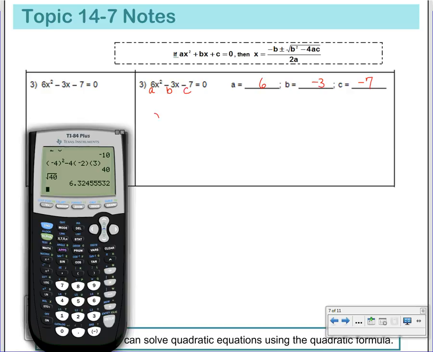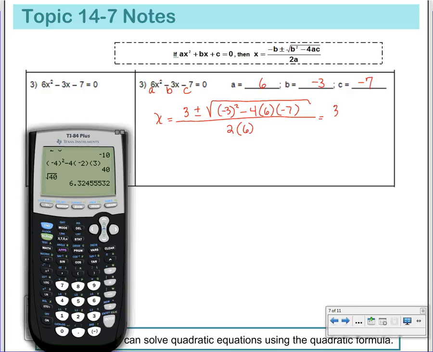So now let's solve for x. X equals the opposite of b. Opposite of negative 3 is a positive 3. Plus or minus the square root, make a big old house, of b squared. So I would do a negative 3 in parentheses, squared, minus 4ac. So 4 times a is 6, times c is negative 7, all over 2a. So 2, and then our a is a 6.